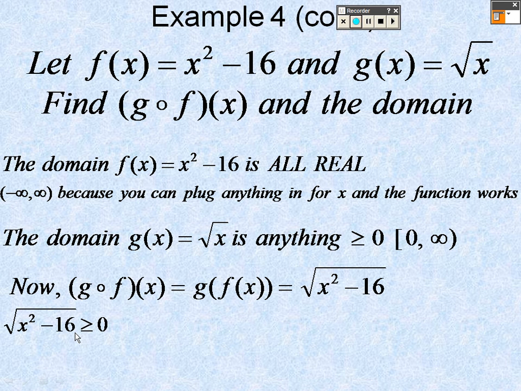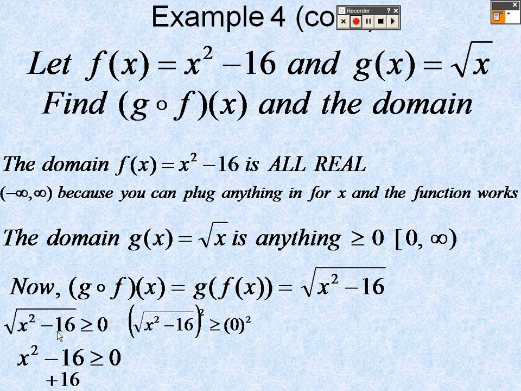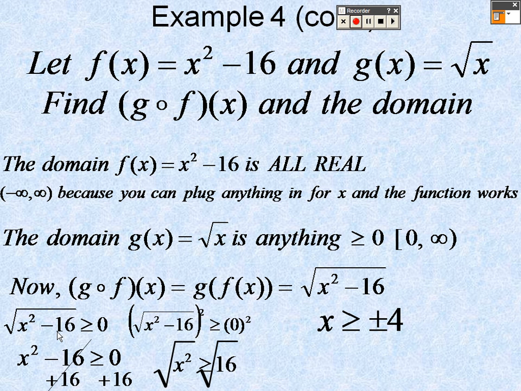Because it created a brand new problem, now I need to look to see if there are any brand new stipulations, and there is. Because underneath has to be greater than or equal to 0. Which means when I square both sides, I'm really moving the 16 over. And I end up solving this and going, oh look, I get plus or minus 4.